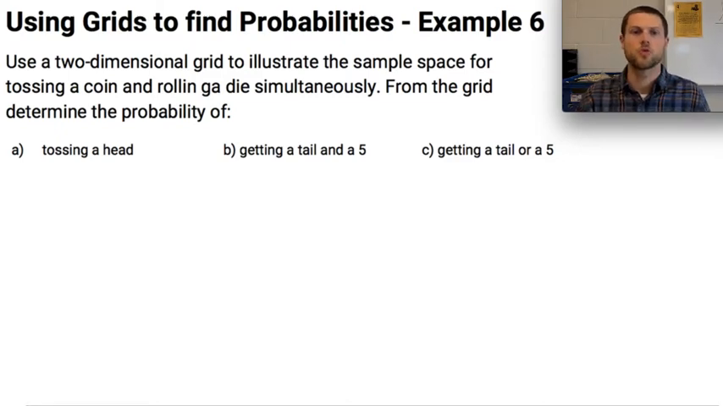In this example, we're going to use a grid to find the probability of an event occurring. So here's our question. Using a two-dimensional grid to illustrate the sample space for tossing a coin and rolling a die simultaneously, from the grid, we want to determine the probability of tossing a head, getting a tail and a 5, and getting a tail or a 5.